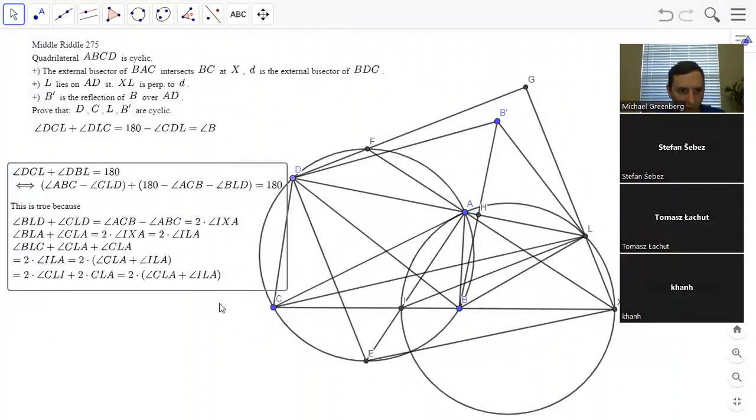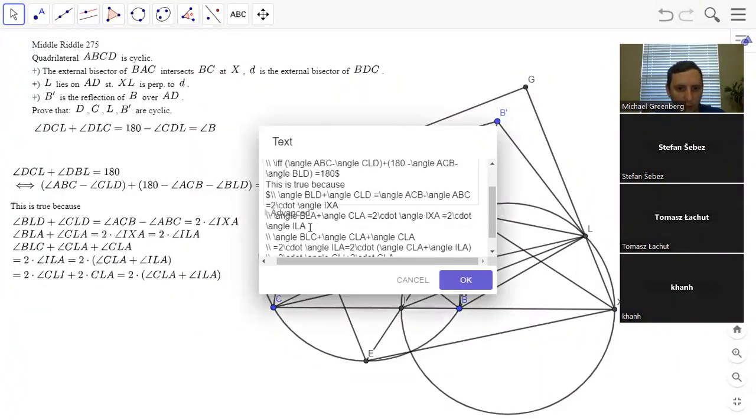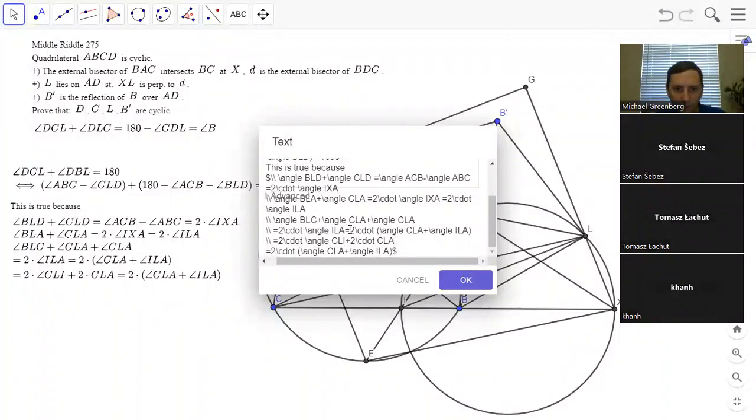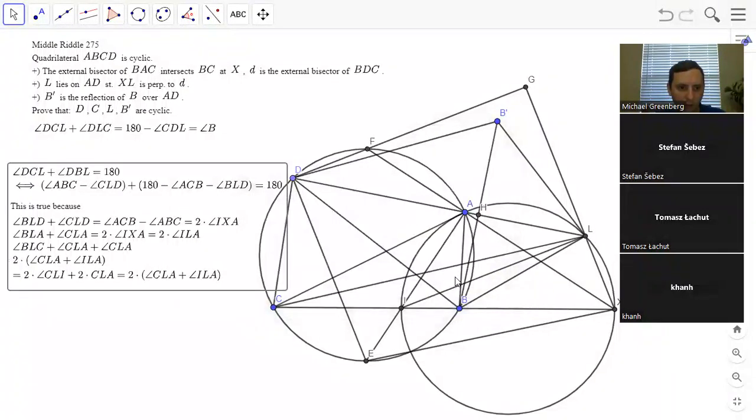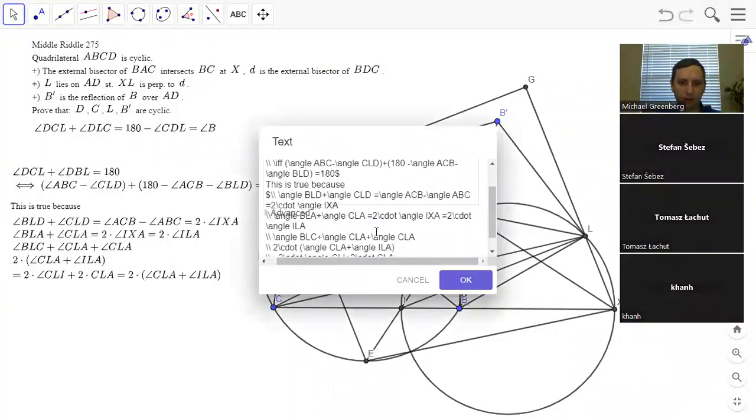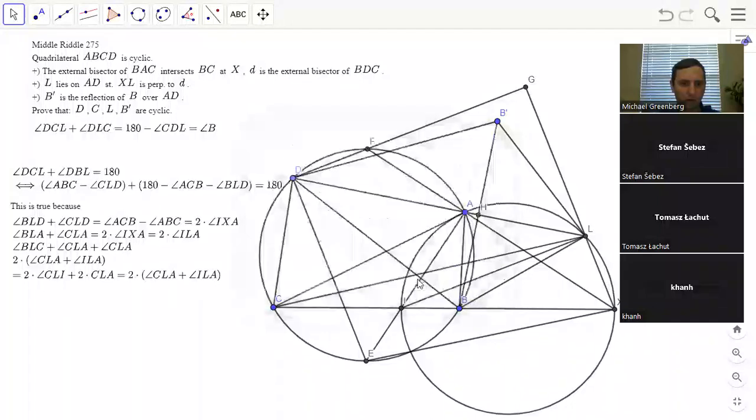Okay, and I think so. This BLC plus CLA again, you merge that with 1 line before at the bottom, like, yeah. But wait, this is 2 ILA, whereas this has only 1 CLA. So should this be like 2 CLA? Everything is all right. I just wrote BLA in difference. Okay.